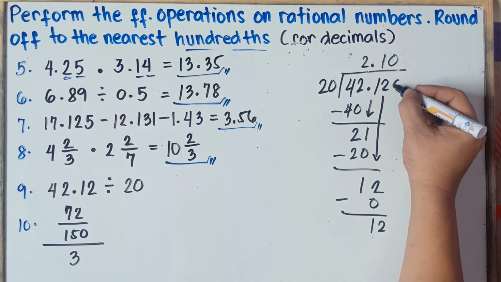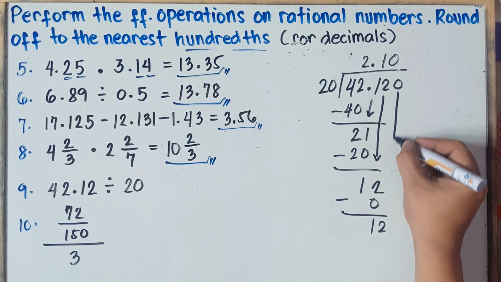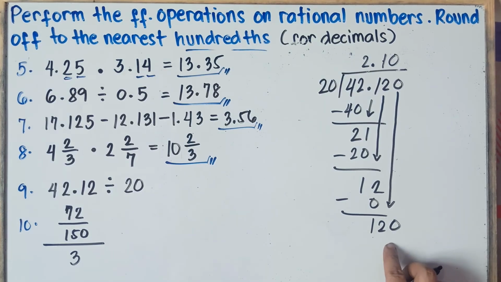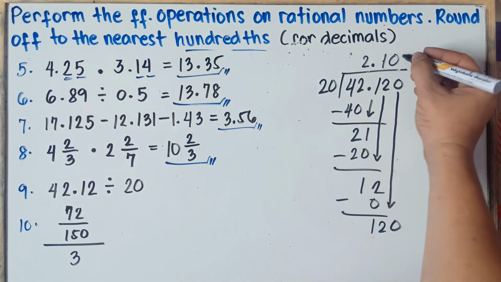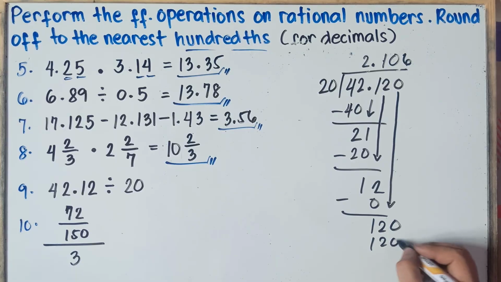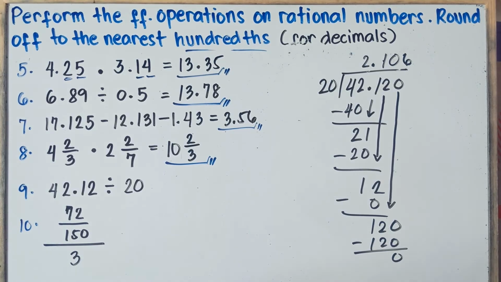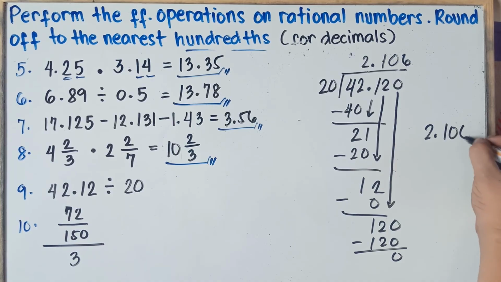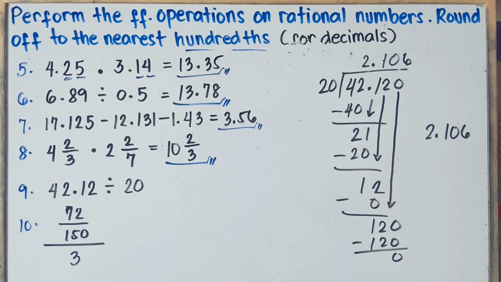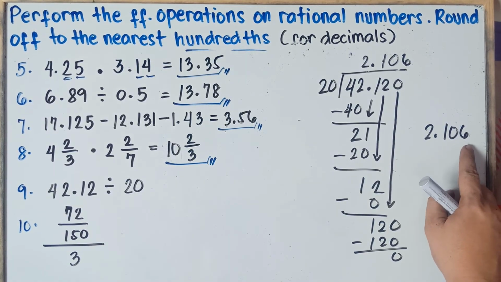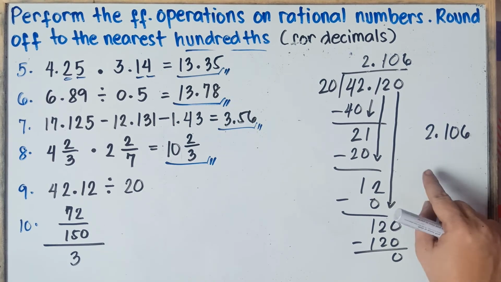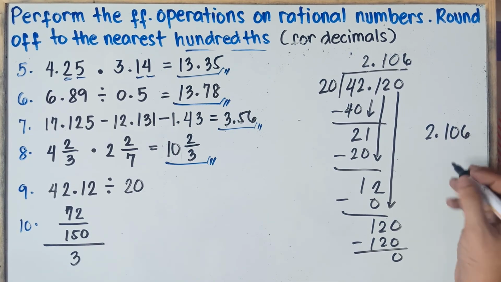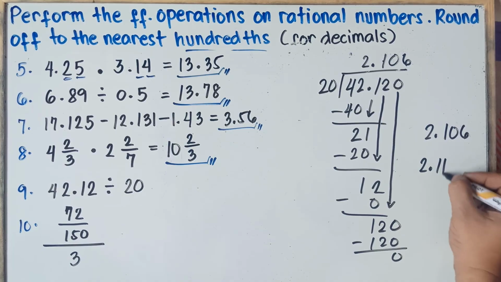Add 0, class. You add 1 zero. Alright, so bring down 0. 120 divided by 20, that is 6. 6 times 20, that's 120. Subtract, that is 0. Alright, so our answer is 2.106. So after 0, that is 6, we can round up. So this will be 2.11.